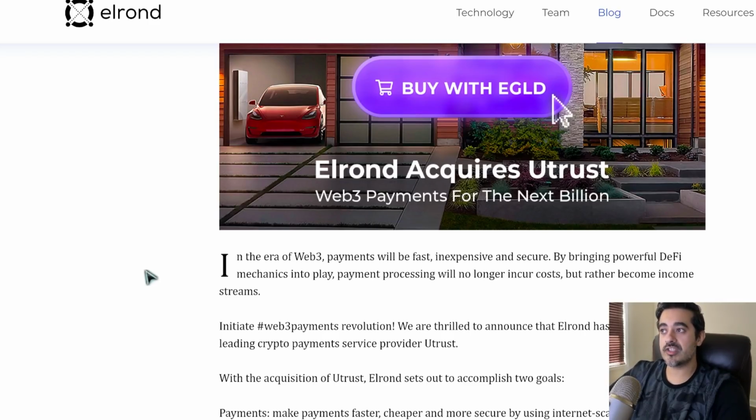This is one of those things that is almost like a chess move to set up Elrond in a different market sector in the future. This is the market sector of payments. This is just one of them, right? This is one of many market sectors. Let's see what else is going on with Elrond.